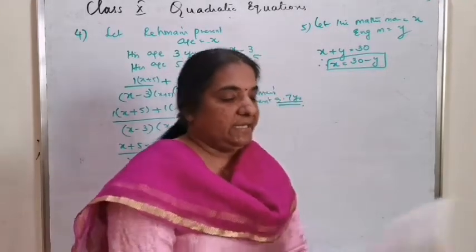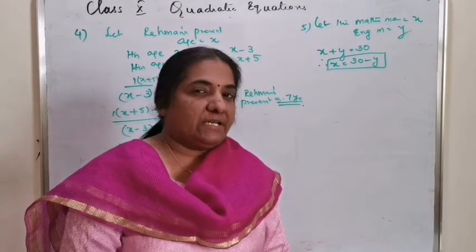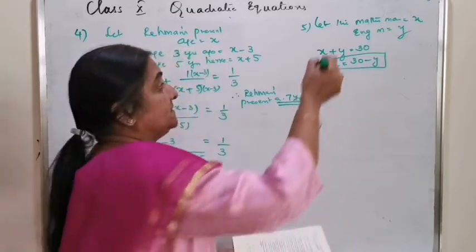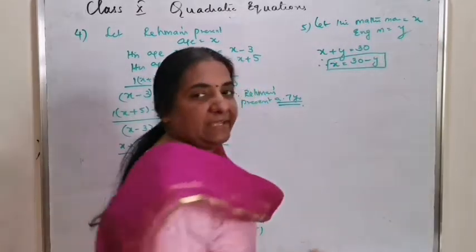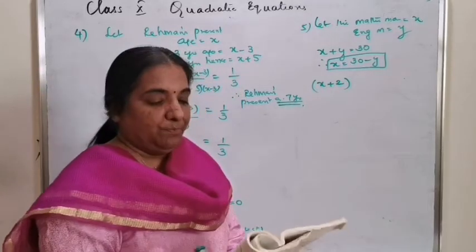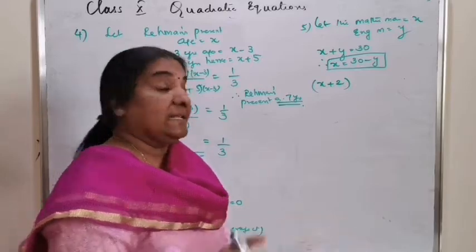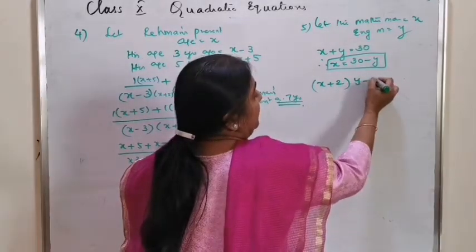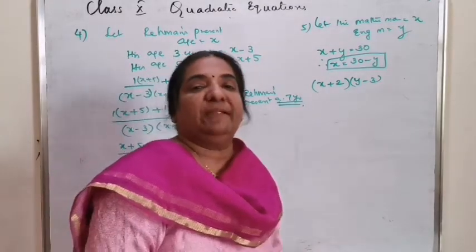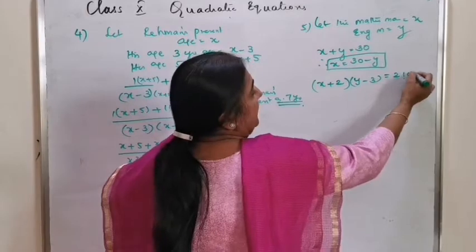Now, the second equation says that whenever there is a product, there will be a quadratic equation application. Had she got 2 marks more in maths, she was having x, 2 more marks means the new marks is x plus 2, and 3 marks less in English, that is y minus 3. The product of their marks would have been 210.